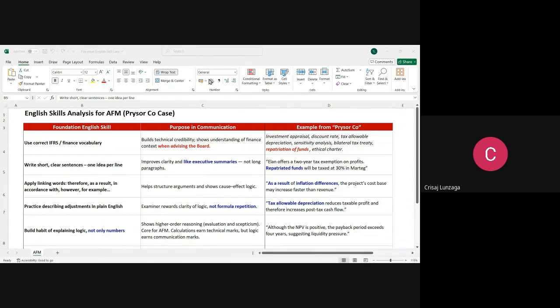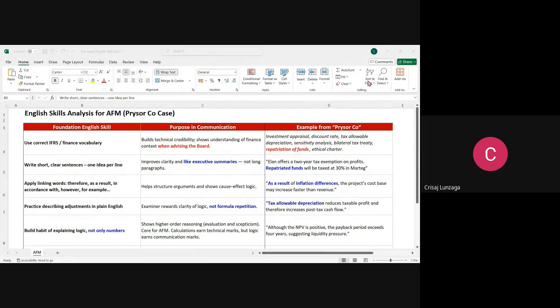And let's go to the third skill. We are going to learn how to utilize linking words. Linking words such as therefore, as a result, in accordance with, however, for example. You can add more actually if you know more linking words. As I mentioned yesterday, we can also use the words in conclusion. And for instance, or for example, they are all linking words.